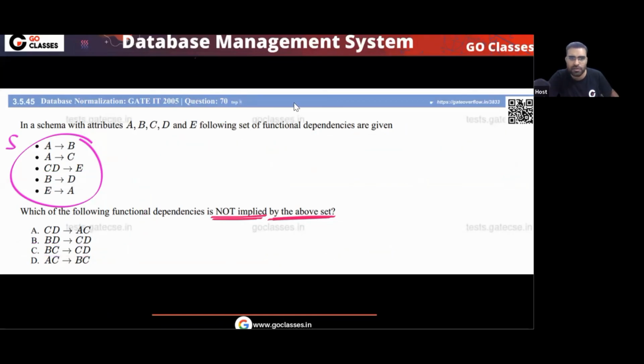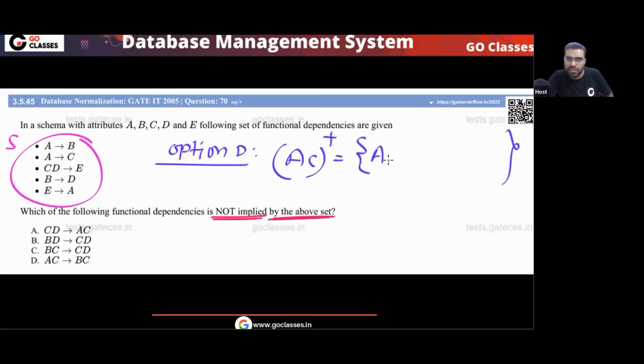What about option D? Let me know. In this option D, you will find the AC closure. Basically, you will check in this set of functional dependencies what AC can determine. AC can determine AC. You can see A can determine B. Can you stop here? Yes, you can stop here because AC can determine BC.